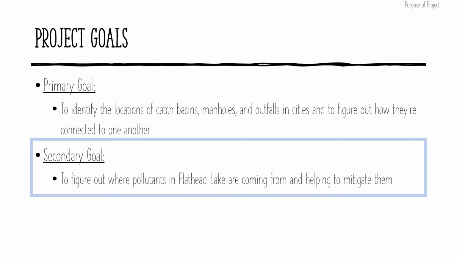Because of your work, we'll be closer to understanding where pollutants in Flathead Lake are coming from and can then help to mitigate them. And that's the overarching goal motivating the project, why we care about stormwater in the first place. Once we know more about this stormwater infrastructure, we can ask questions about the sizes and land use classifications of sub-drainage basins and start to think about what implications that has on potential pollutant loads. But we need the stormwater infrastructure data to begin to answer these questions, and that's why your help is so important.